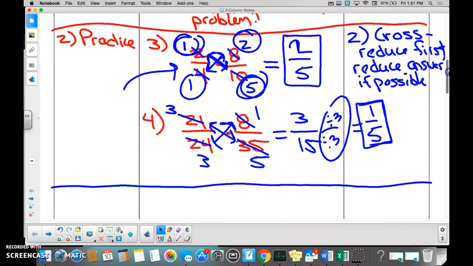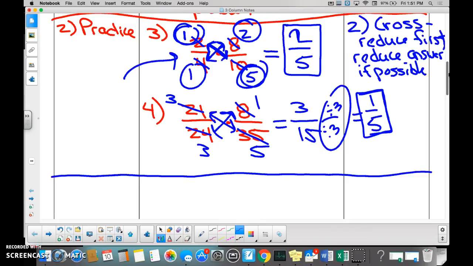Number 4, same process. We came up with 3/15 as our answer. You all know that 3/15 is not the final answer because 3/15 does what? Reduces, right? Yep. Okay, so as Catherine said for her cheat sheet, check to see if you can cross reduce first. And then once you get your answer, see if that can be reduced. Questions?